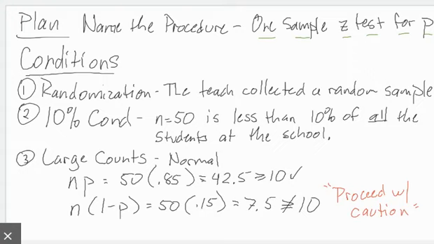All right, so let's continue. We looked at stating: we stated our parameter, we stated our level of significance, we stated our null and alternative hypotheses, we stated our statistic. Then we've gone through the plan, and here in the plan, we have named our procedure, and we have checked all three of our conditions.